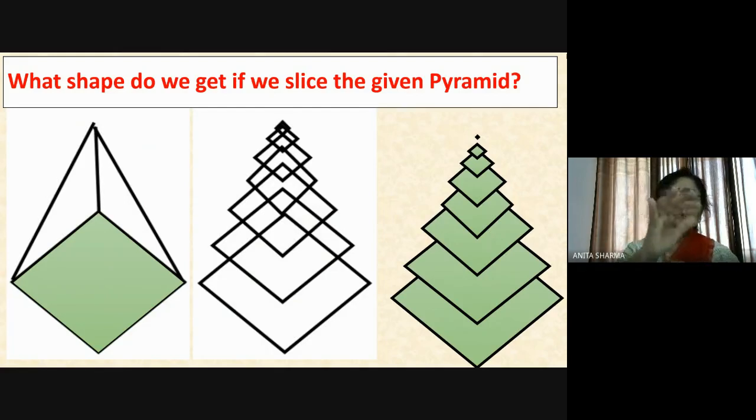As we are moving from apex to base, the size of the slice is increasing. So this is the major difference between pyramid and prism. In the prism, all the size and shape are identical, but in pyramid, they are similar, but they are reducing or increasing in size. So I hope it is very clear to you now.